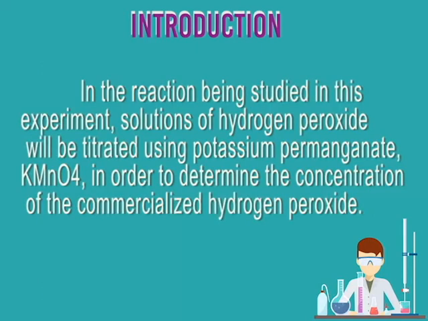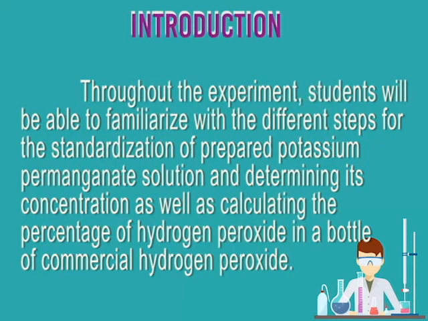In the reaction being studied in this experiment, a solution of hydrogen peroxide will be titrated using potassium permanganate in order to determine the concentration of the commercialized hydrogen peroxide. Throughout the experiment, students will be able to familiarize themselves with the different steps of standardization of the prepared potassium permanganate solution and determine its concentration, as well as calculate the percentage of hydrogen peroxide present in the market.